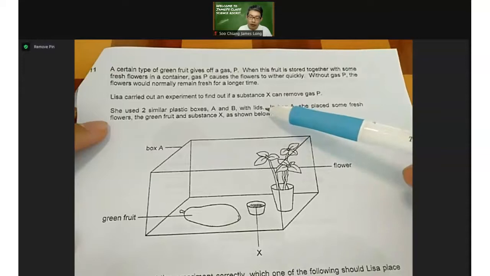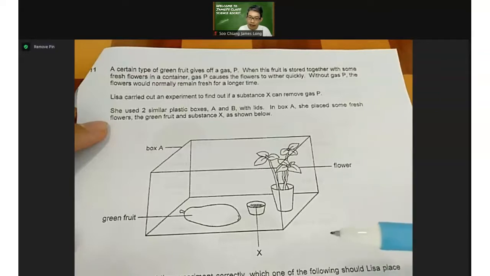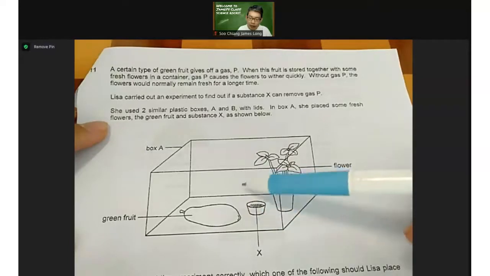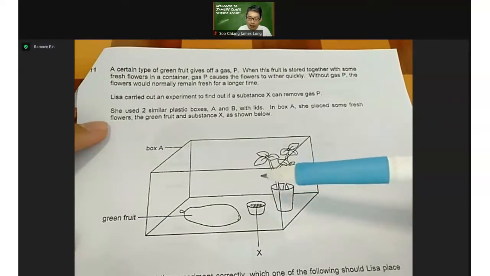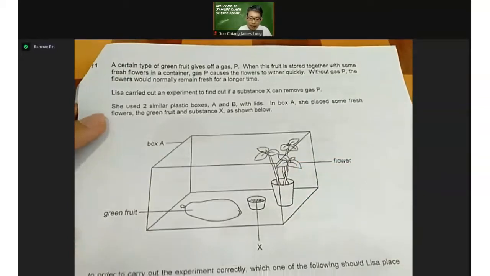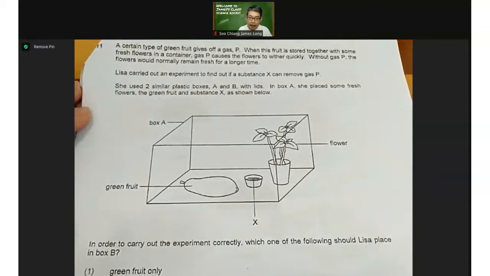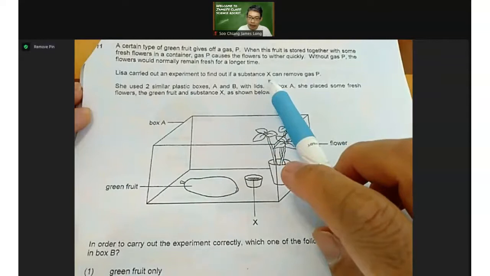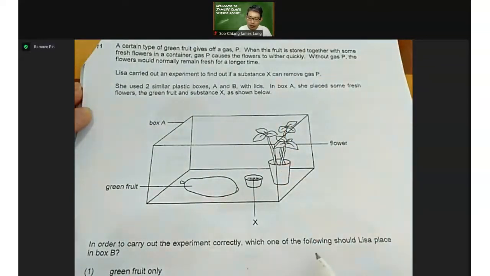The lid is of course there to make sure that there are no exchanges of gases, and that the gas that's produced by the fruit, gas P, remains inside and does not escape. That is the purpose of having the lid. Now, in order to carry out this experiment correctly, the experiment's aim is to find out whether X can remove gas P. Which one of the following should Lisa place in box B?